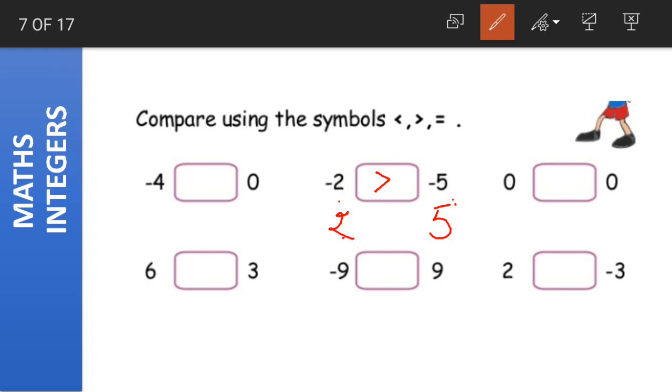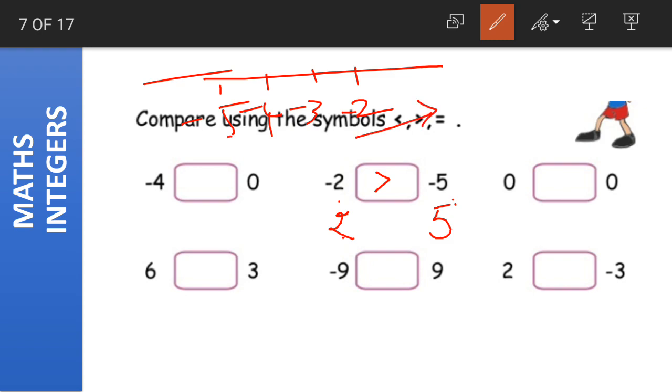Again, as I said, negative integers follow the opposite rule of the positive integers. In case of positive integers, we would have written 2 is less than 5. But as these are negative integers, we are writing -2 is greater than -5. Again, it's okay if you don't remember these properties. Just put them up on a number line. -2, -3, -4 and -5. -2 is to the right side, so -2 is the greater number, so the mouth is open towards -2.